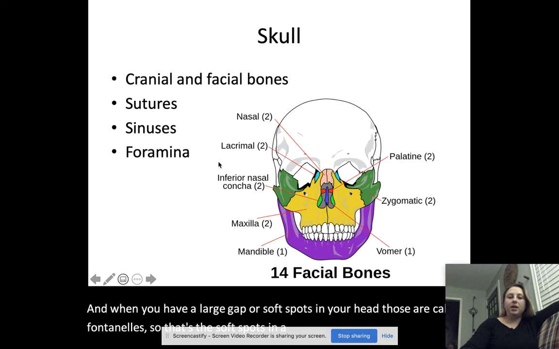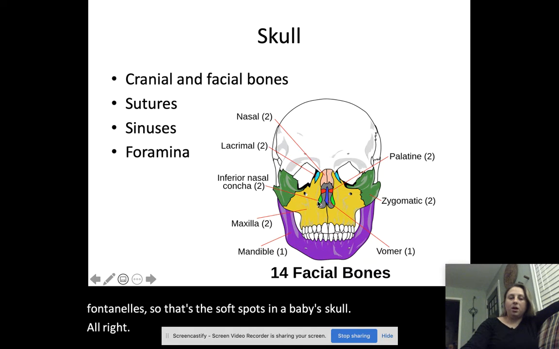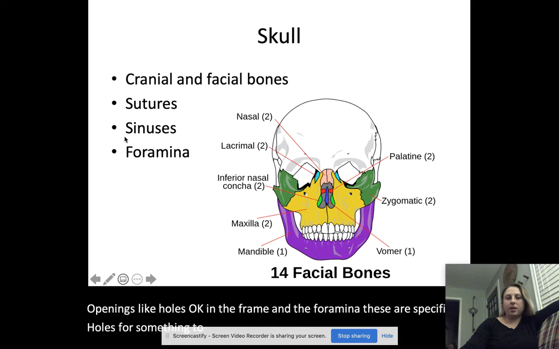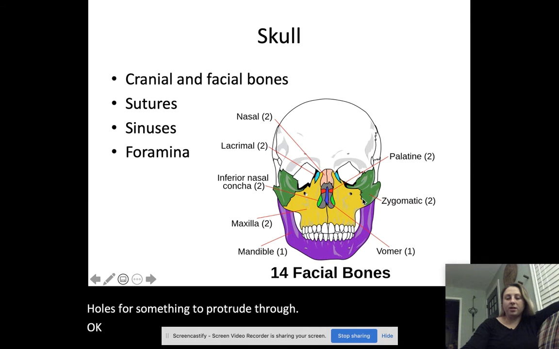All right, sinuses. These are going to be openings like holes. And the foramina are specifically holes for something to protrude through. Sinuses are like an opening, like your nasal sinuses, which is like your nose, but the foramen is like these holes right here.